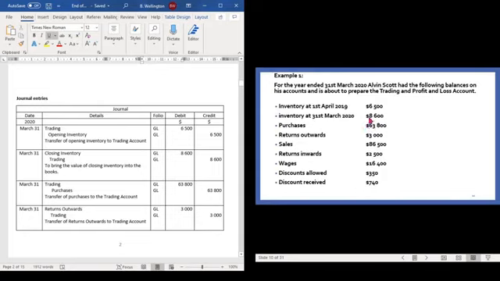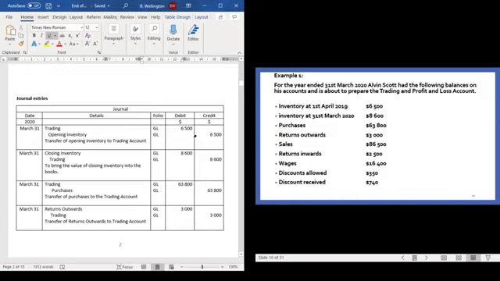All right, now these are the other balances. Purchases, $63,800. Returns outwards, $3,000. Sales, $86,500. Returns inwards, $2,500. Wages, $16,400. Discounts allowed and discounts received. Now we're going to prepare the journal entries that will transfer these balances to either the trading account or the profit and loss account.